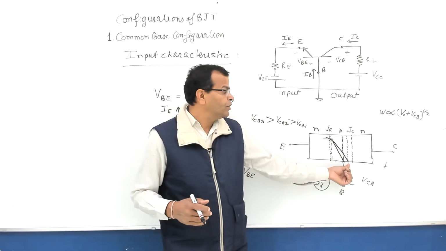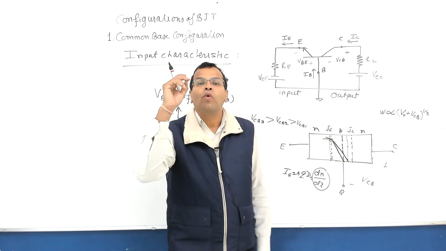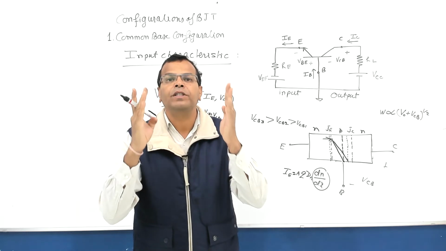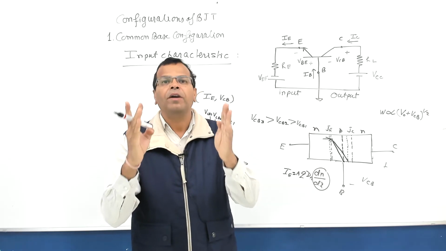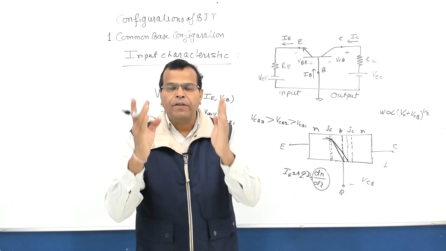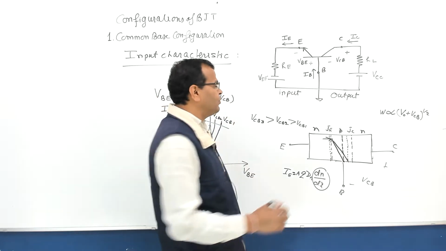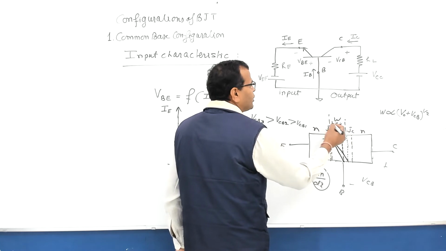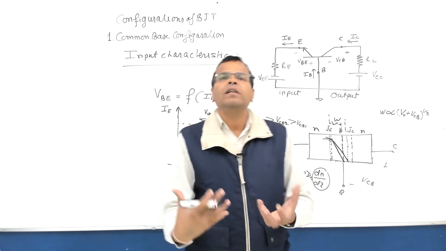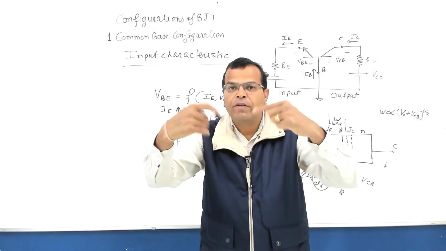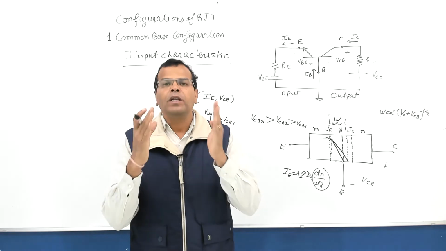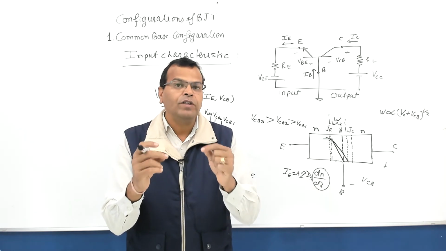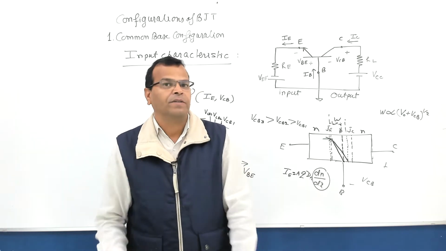This effect of change in width of the base region with change in the reverse biasing at the collector junction is called base width modulation. If reduction in effective width of the base region, suppose earlier if width was W and now it has reduced to W dash, this decrease in effective width of the base with the increase in reverse biasing voltage at the collector junction is known as base width modulation. Base width modulation is also called early effect.